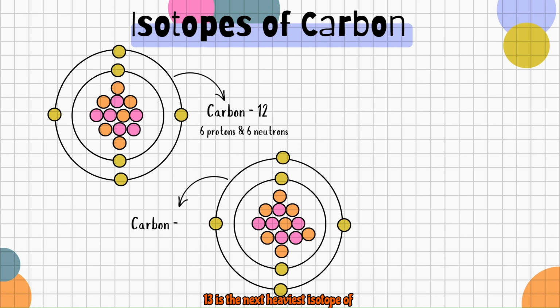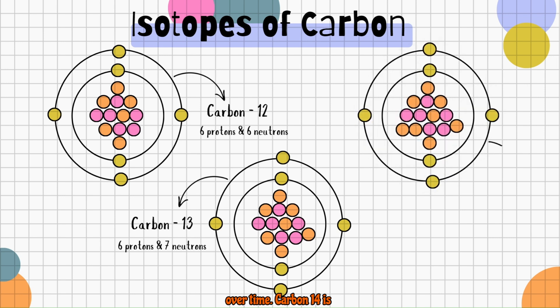Carbon-13 is the next heaviest isotope of carbon, with 6 protons and 7 neutrons. It is also stable and doesn't decay into other elements over time. Carbon-14 is the rarest isotope of carbon. It is unstable or radioactive and will decay into a stable product over time.